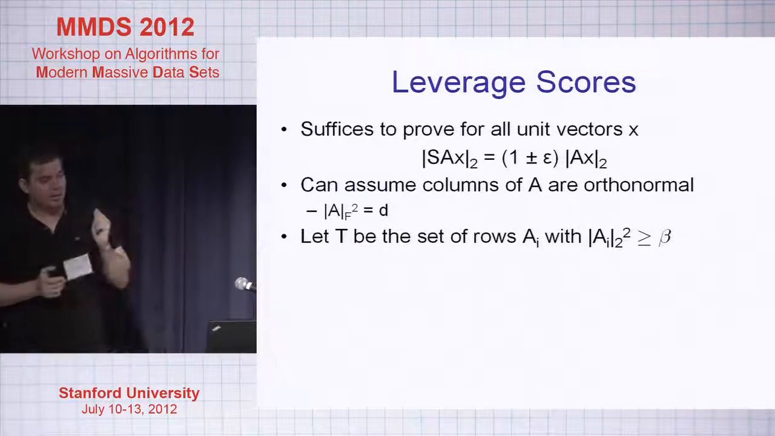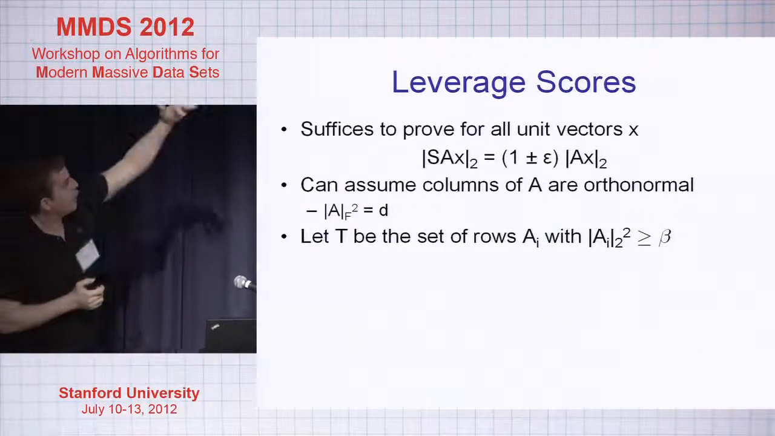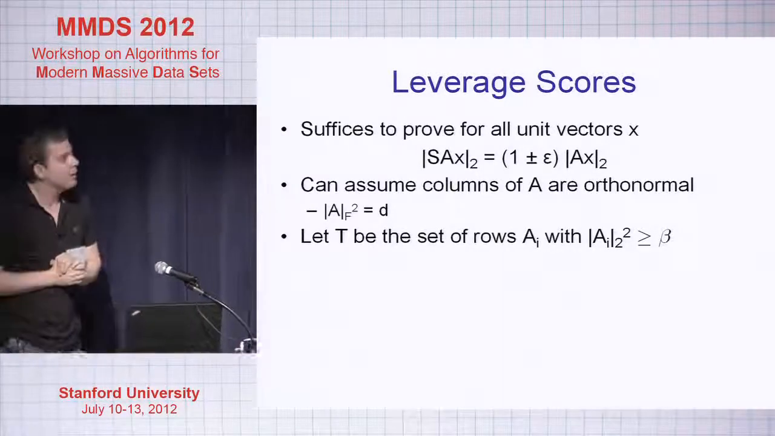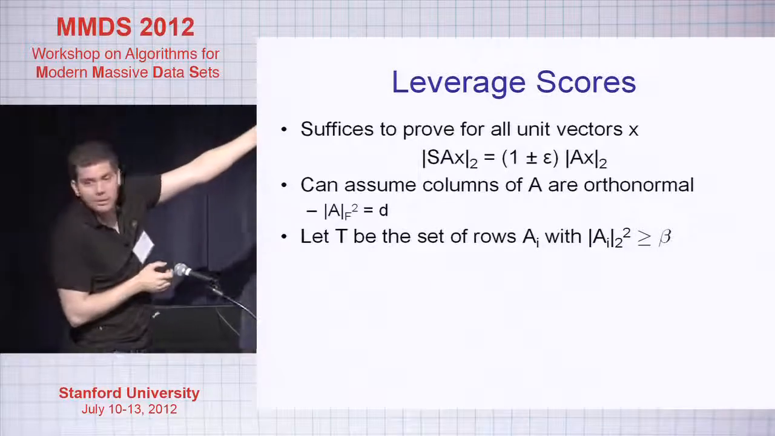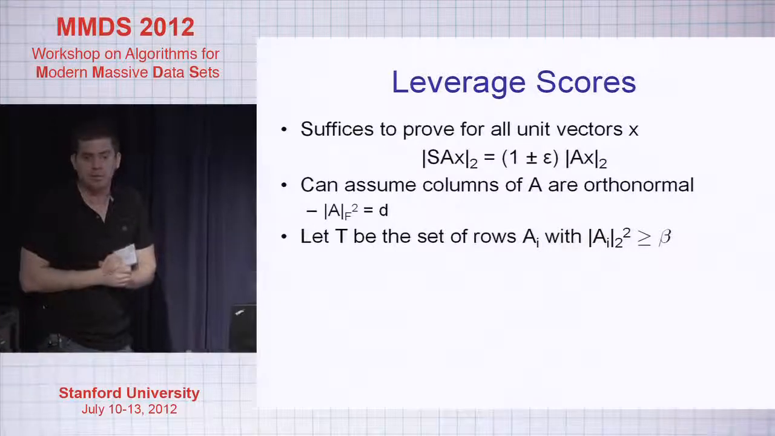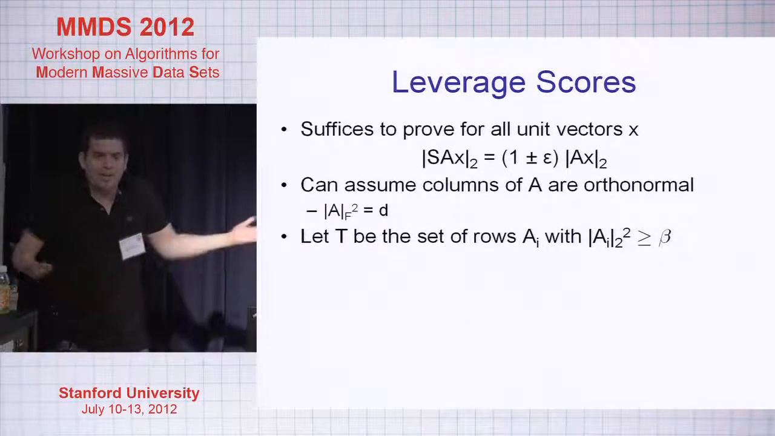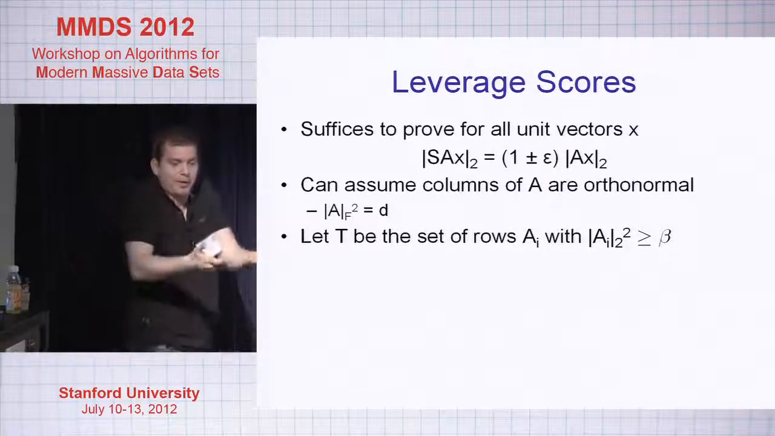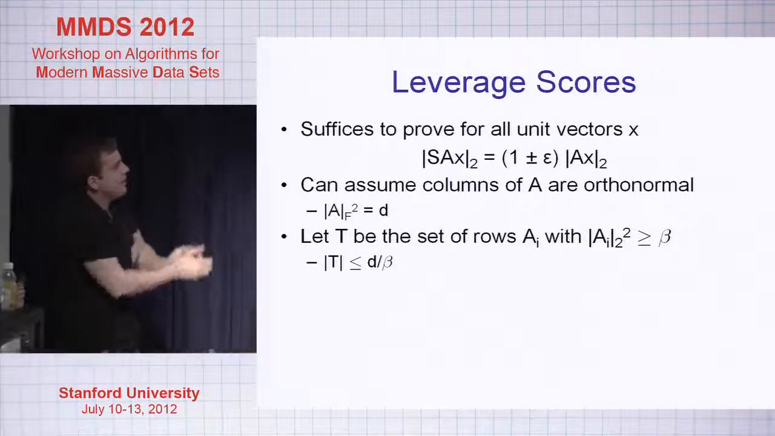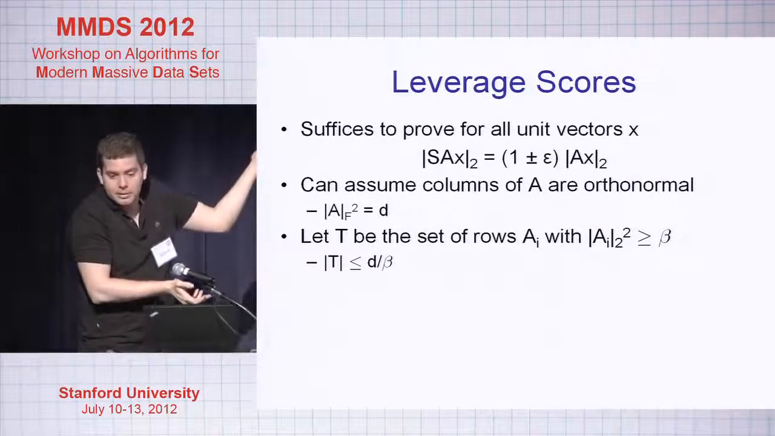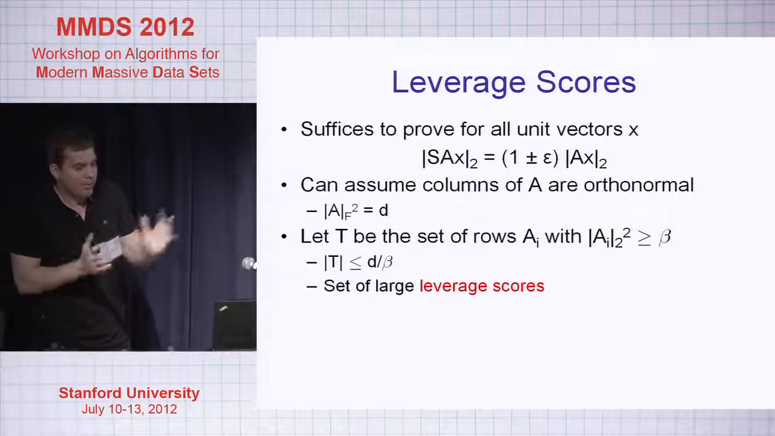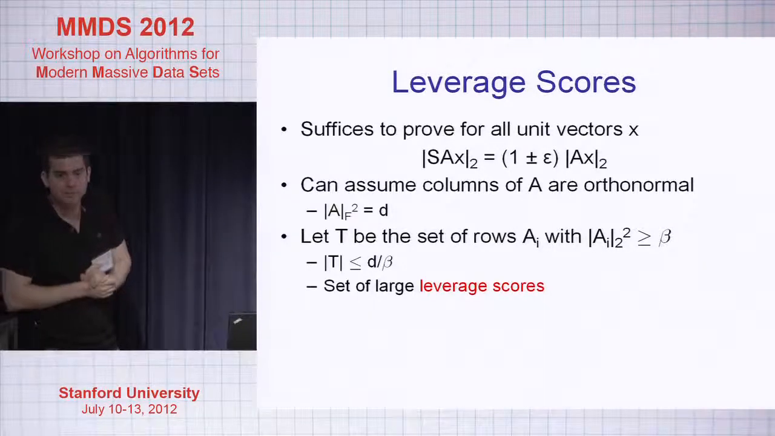Now we let a set T be the set of rows of A which have large 2 norm. In particular, for some parameter beta, which I'll talk about, we look at those rows A_i for which the squared 2 norm is at least beta. There can't be too many rows with large squared 2 norm because the overall squared Frobenius norm is d. So the size of this set T can be at most d over beta, just combining these two constraints. I'm calling the set T the set of large leverage scores.